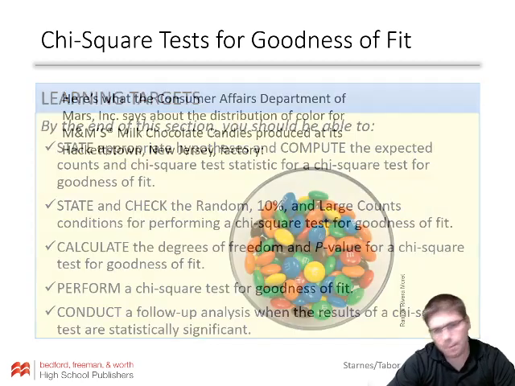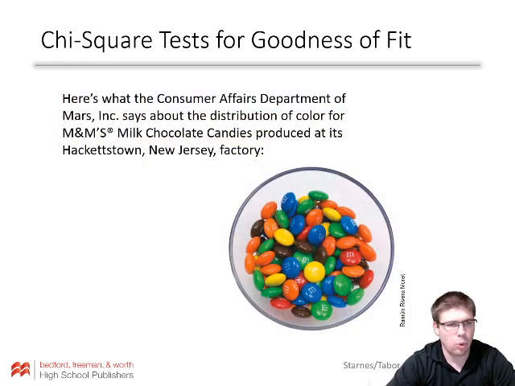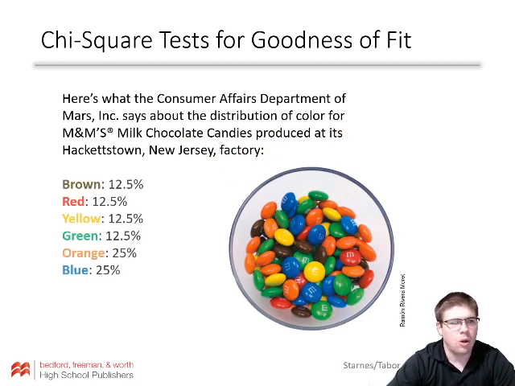significant. So basically what we're dealing with in Chi-Square is a whole bunch of proportions at once. So here's an example. Here's what the Consumer Affairs Department of Mars Incorporated says about the distribution of color for M&M's milk chocolate candies produced at its Hackettstown, New Jersey factory. And so we have a whole bunch of proportions: proportion brown, red, yellow, green. This is the distribution they claim.